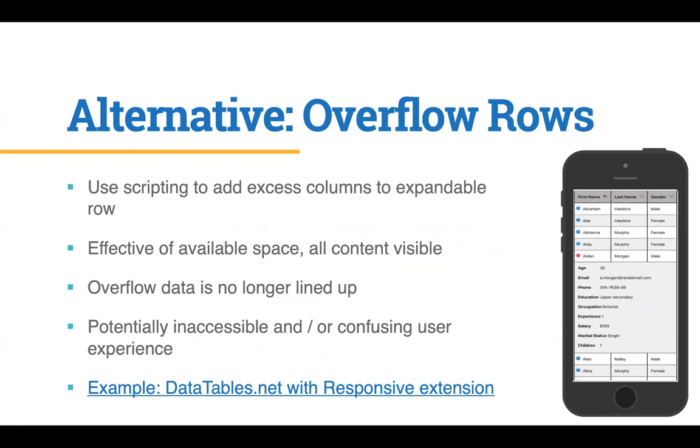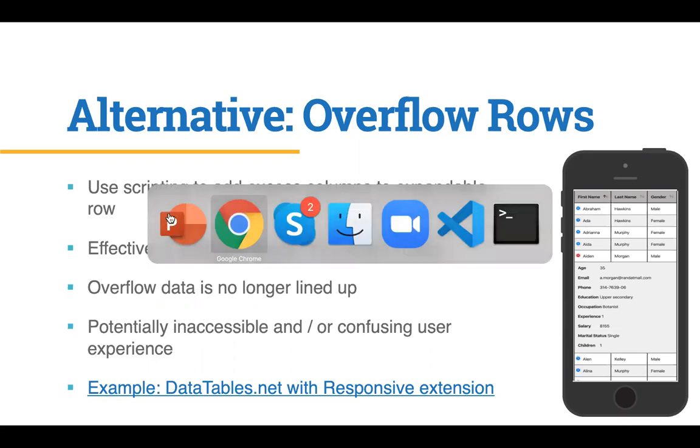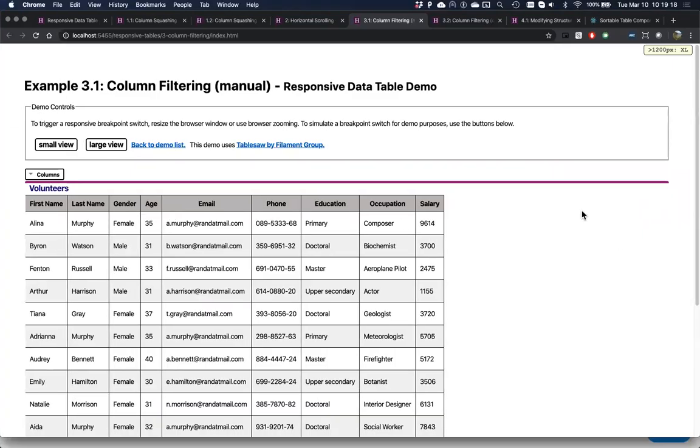Now, another version of the filtering columns approach is to use overflow rows. With this approach, you heavily rely on scripting, and you basically keep an eye on how many columns actually fit in the screen at any time. And anything that doesn't fit on that screen is put in an overflow row that can be expanded or collapsed. So let's see that in action, because it probably explains it a lot better.